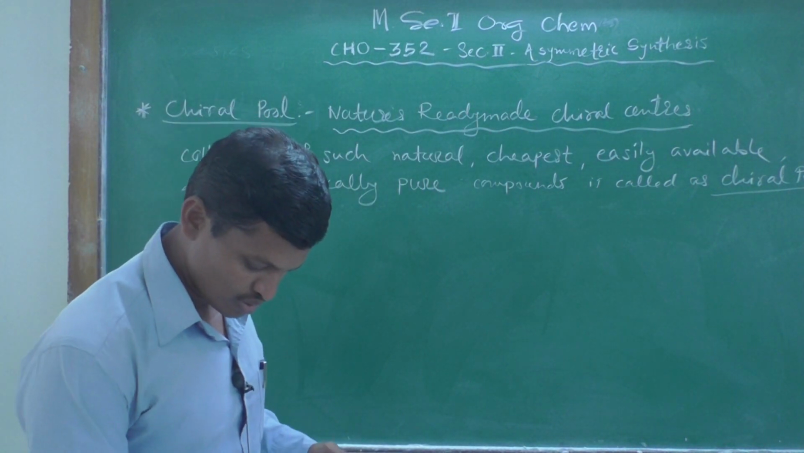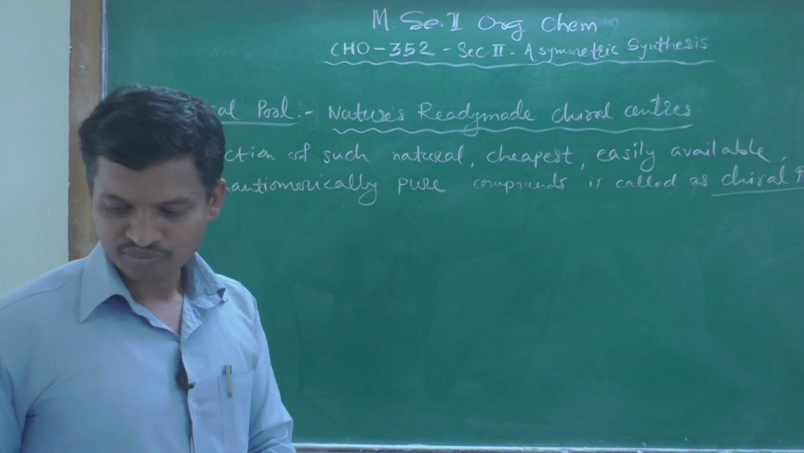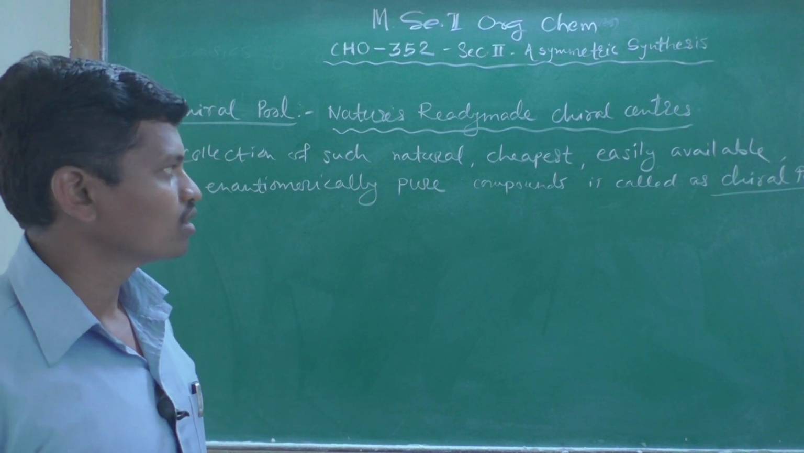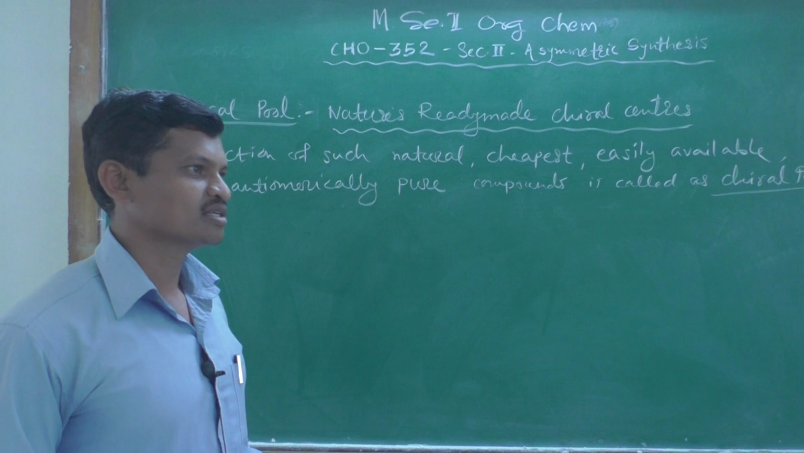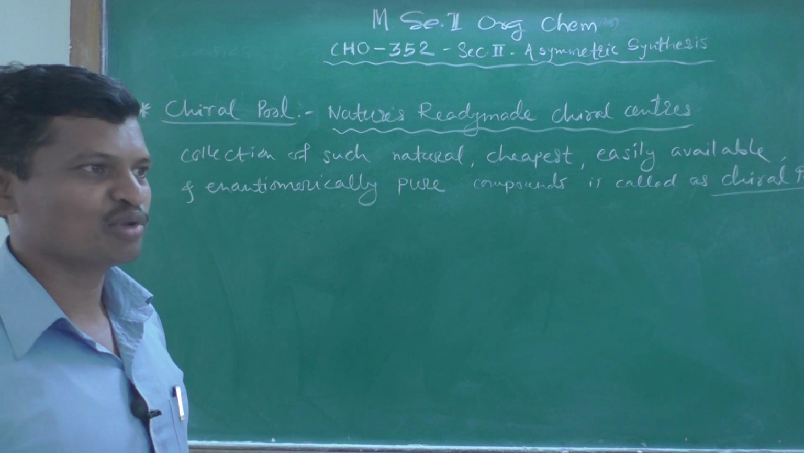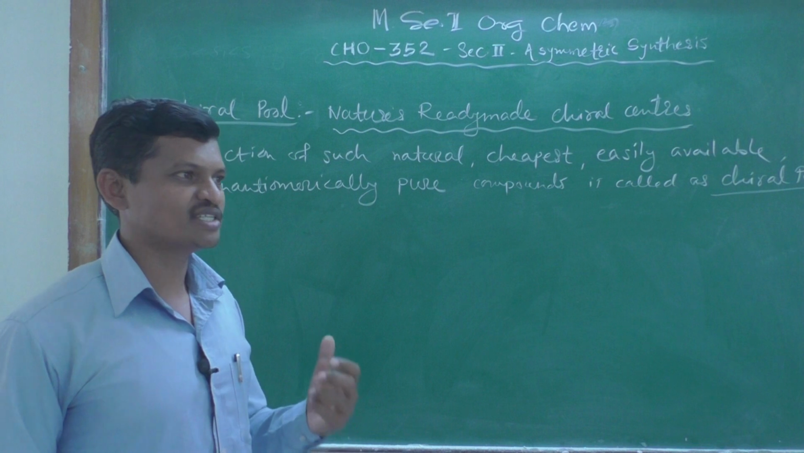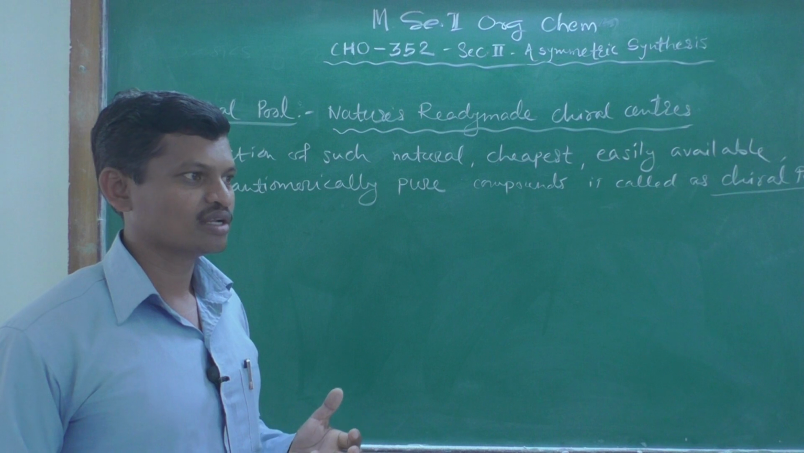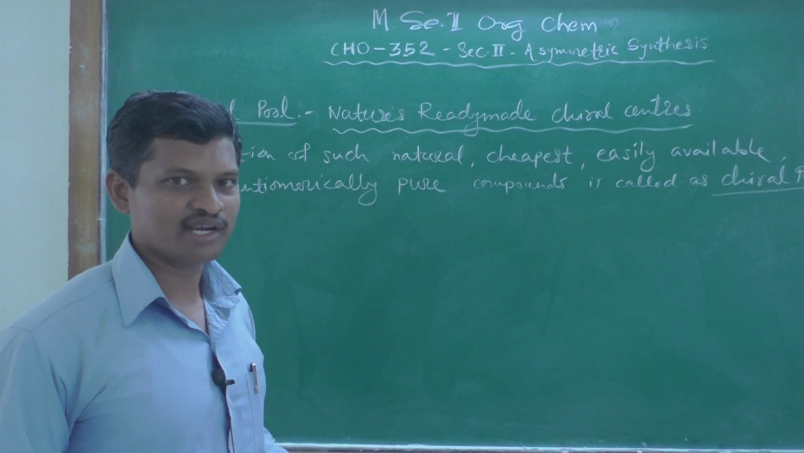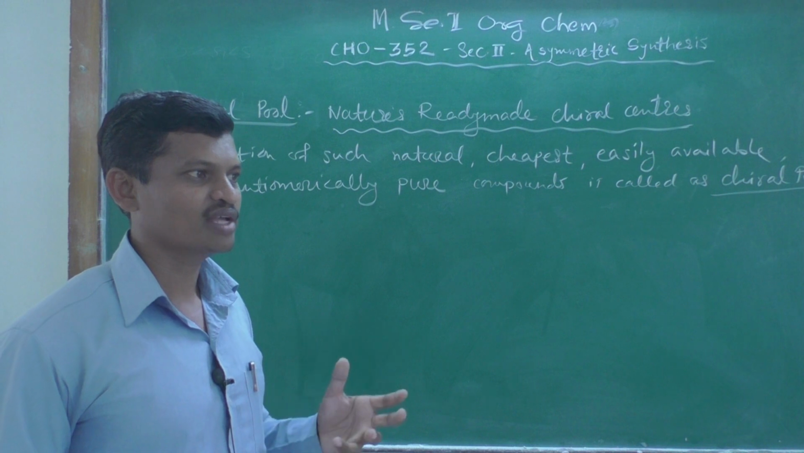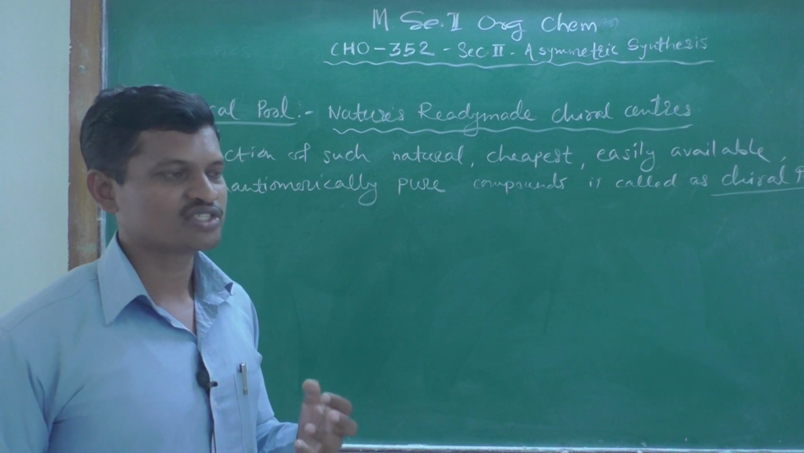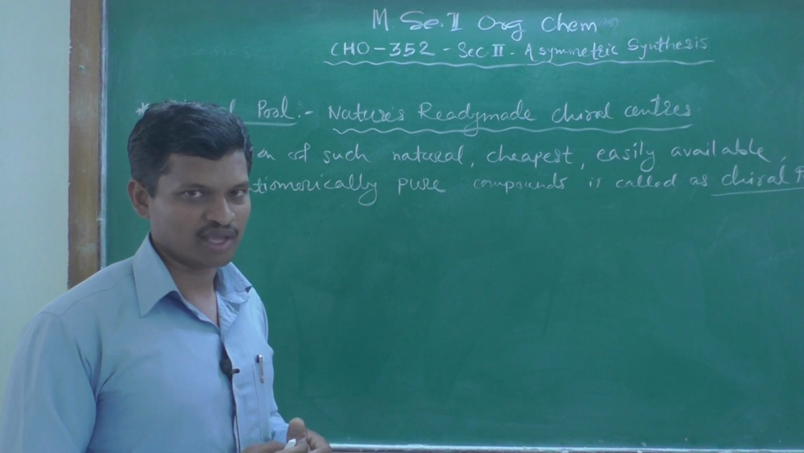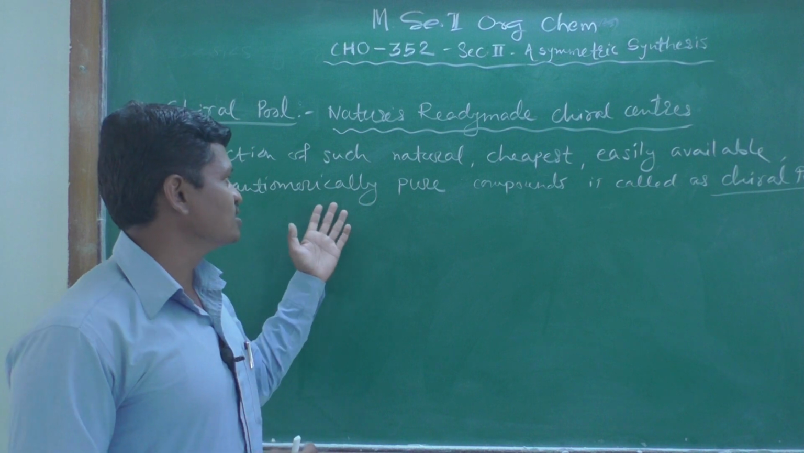Okay, now the examples of chiral pool are nothing but all naturally occurring amino acids and sugars. So amino acids and sugars are available in nature. Sugars means these are nothing but carbohydrates. Okay, and they all have a fixed stereochemistry in their structures. So all of them are called chiral pool. Okay, so these are enantiomerically pure.